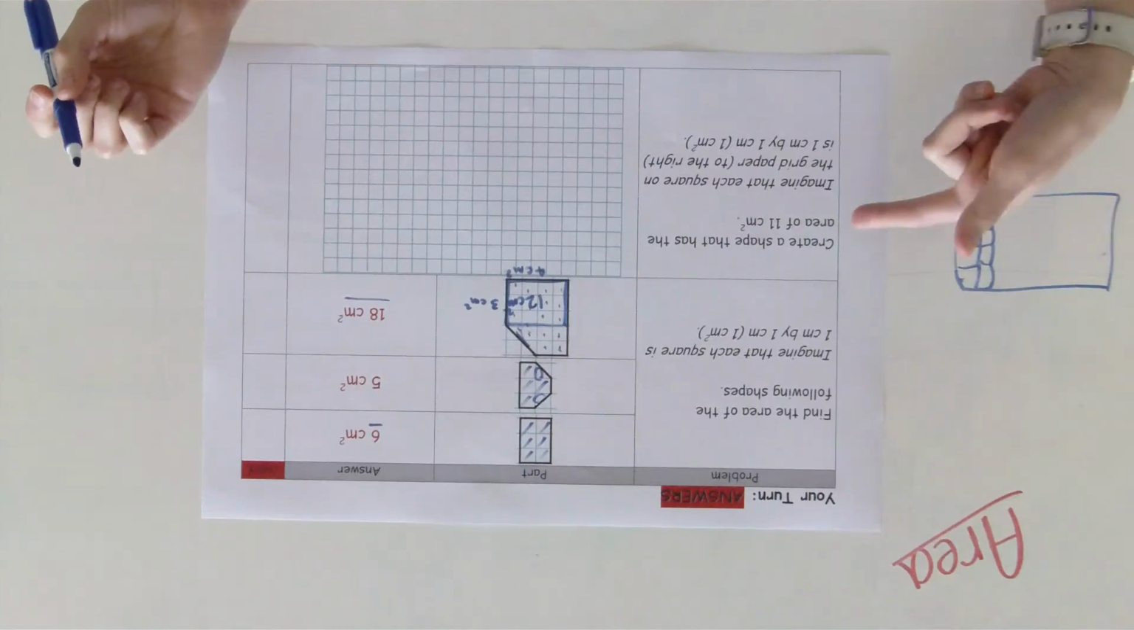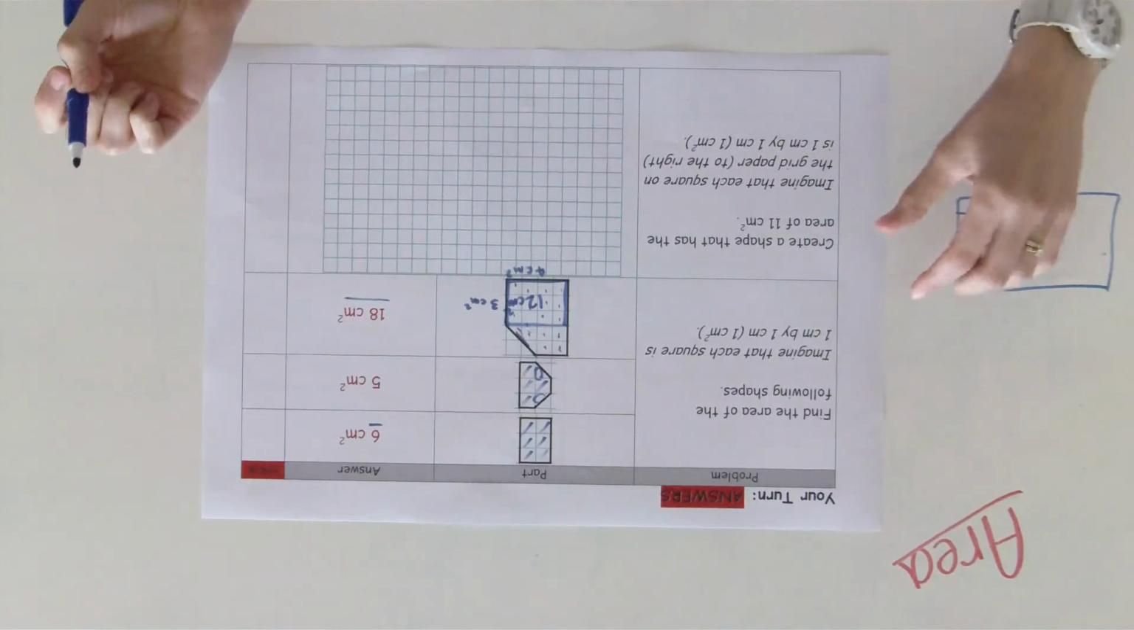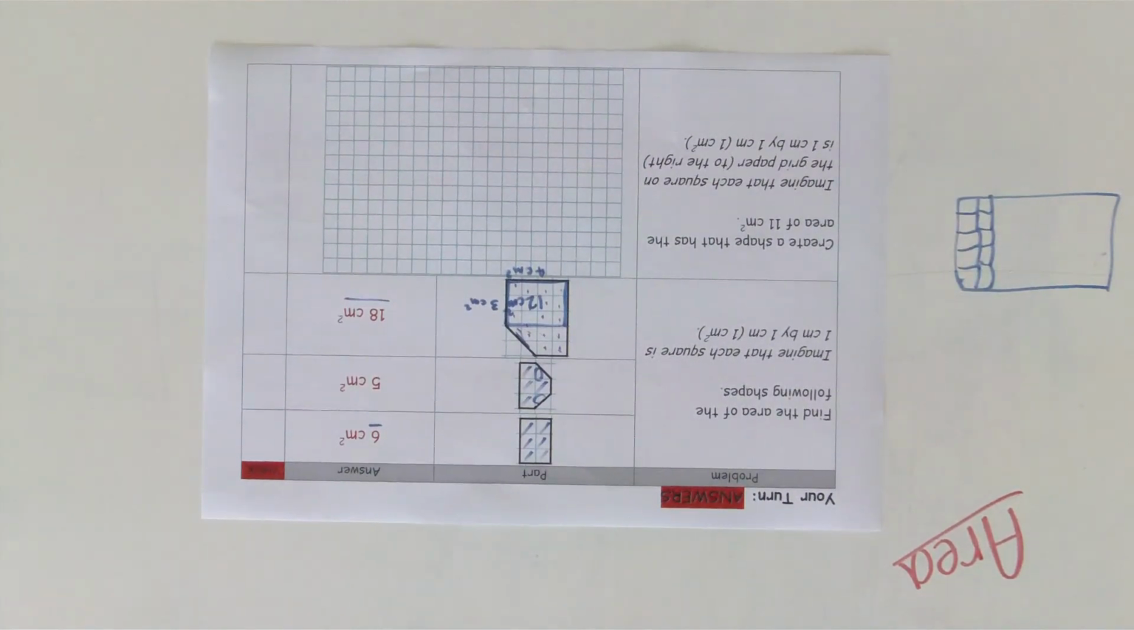And then create a shape that has the area of 11 centimetres square, or squared centimetres. Please bring this in to class and have a look at it, and we'll have some time to share.